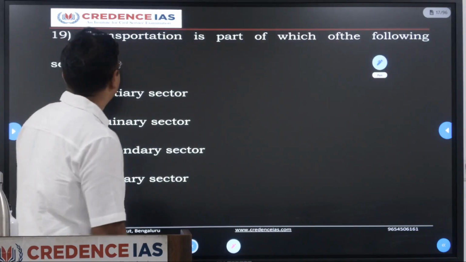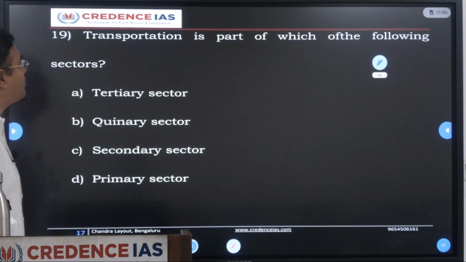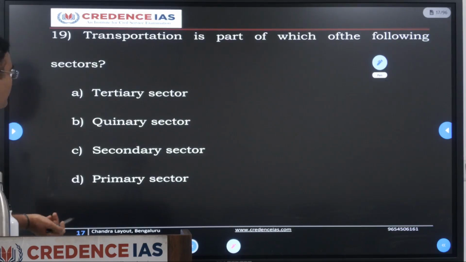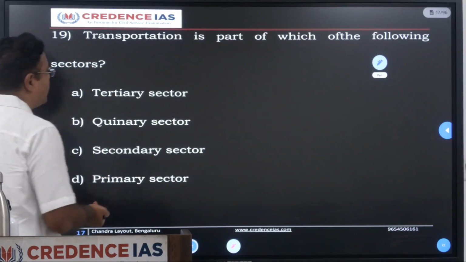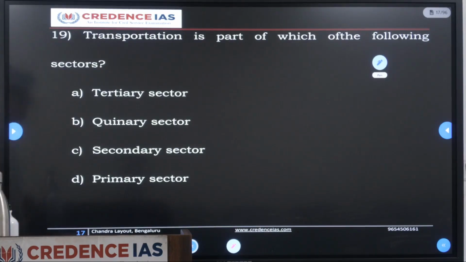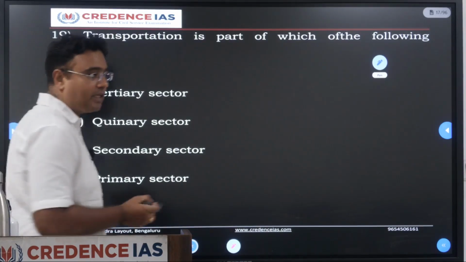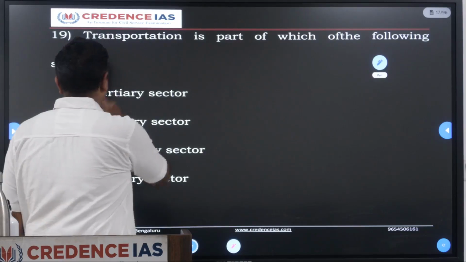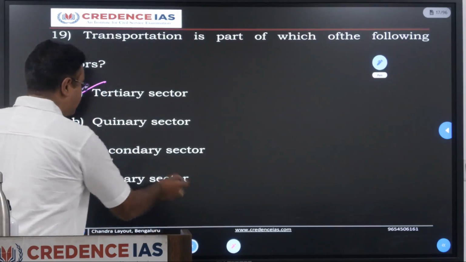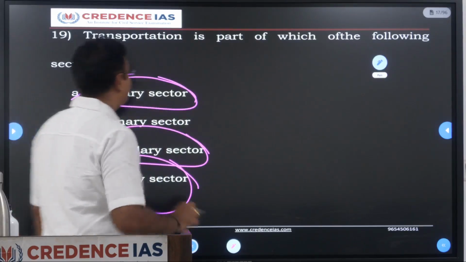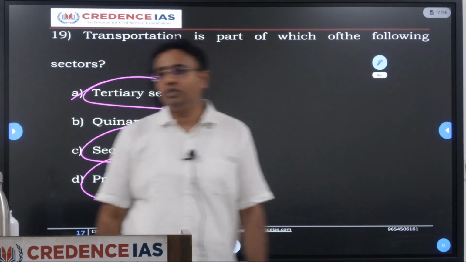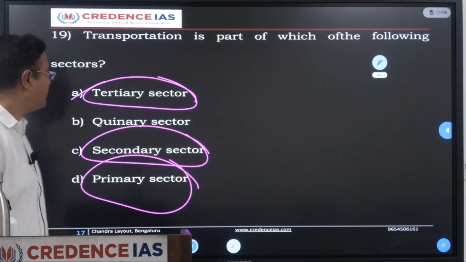Then moving on to the next aspect: transportation is a part of which of the following sectors? It's a simple question. Transportation comes under which sector? Primary, secondary and tertiary sectors are given. The answer is the tertiary sector. Definitely, transportation comes under the tertiary sector. Primary is agriculture, secondary is industrial, and the service sector is majorly the tertiary. Of that, transportation also holds a part of the tertiary sector.